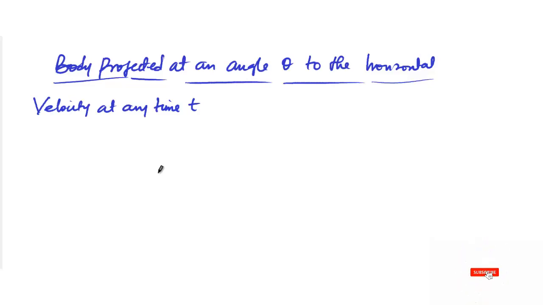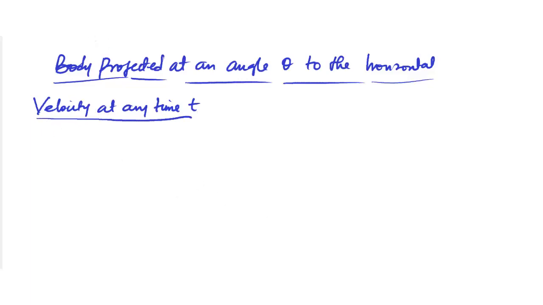All right, in this video we're going to be looking at the velocity. We want to look at a body projected at an angle theta to the horizontal, and we're going to be deriving different formulas used to calculate different parameters. The first one we want to determine is the velocity at any time t.